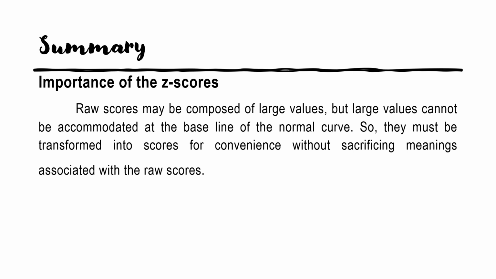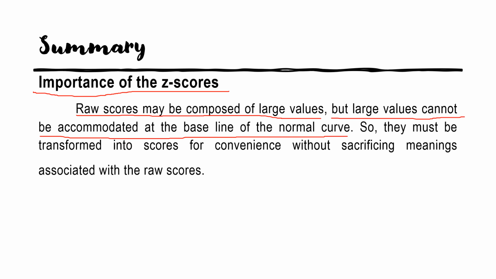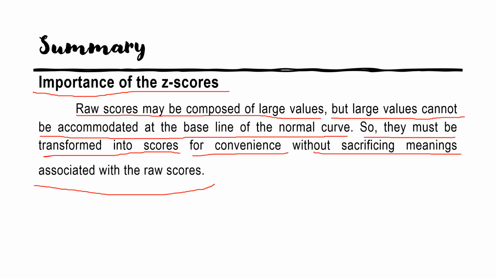As part of our summary, the importance of the z-scores. Raw scores may be composed of large values, but large values cannot be accommodated at the baseline of the normal curve because for every raw score there is only one z score. So there are 6 z scores allowed in every normal curve: 3 positive z scores at the right of your mean and 3 negative z scores at the left of your mean. So raw scores must be transformed into z scores for convenience without sacrificing the meanings associated with the raw scores.